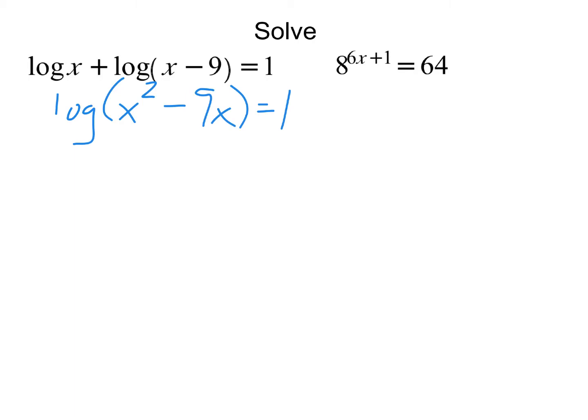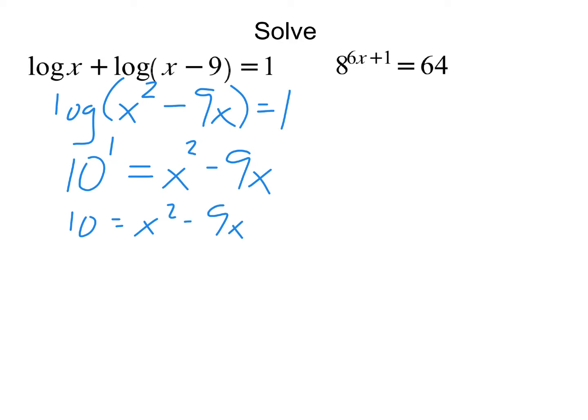Before I do that, I need to remember, what is the base of this logarithm when I don't write it in? 10. Absolutely. So that means that when I write it as an exponential, it's going to be 10 to the power of 1 equals whatever was inside the logarithm. So in this case, that means it equals x squared minus 9x. And of course, 10 to the 1 is just 10. So we got 10 equals x squared minus 9x.